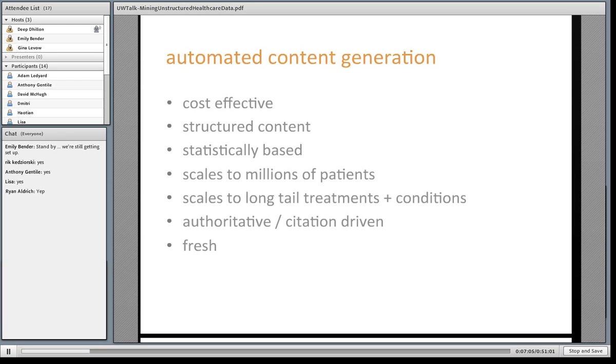So our answer is some automated content generation approaches. We spend a lot of energy doing some fairly involved text mining, and then we bring structure to this unstructured data. Basically, with automated content generation, we don't need to scale the number of writers. We need a small team of technology folks who know what they're doing, but it's much more cost-effective. It's statistically based as well.